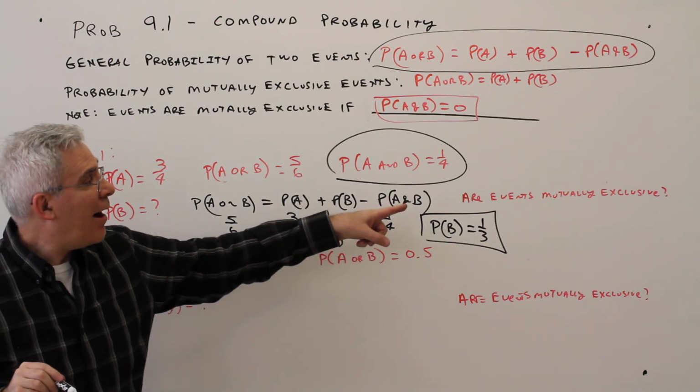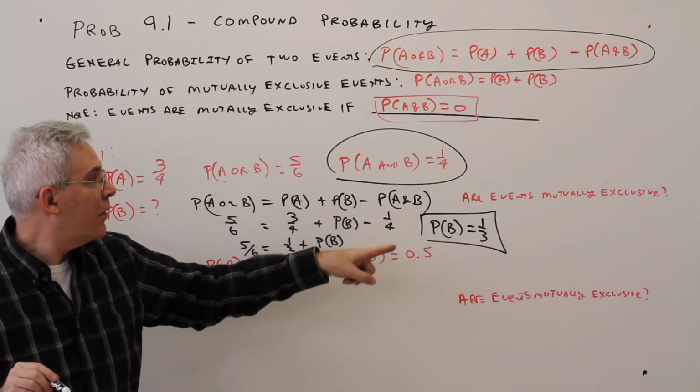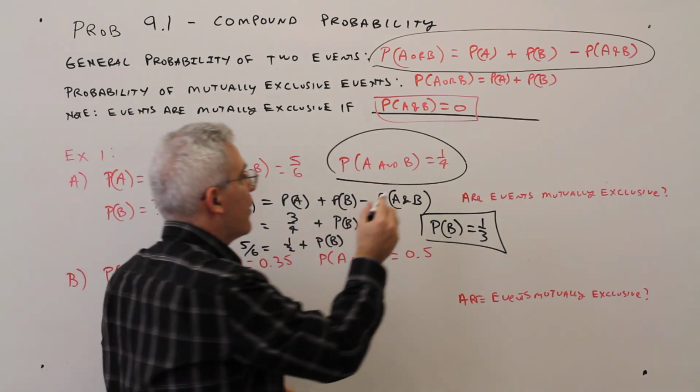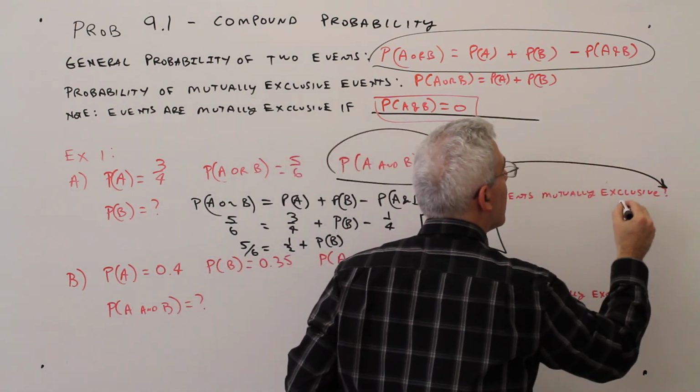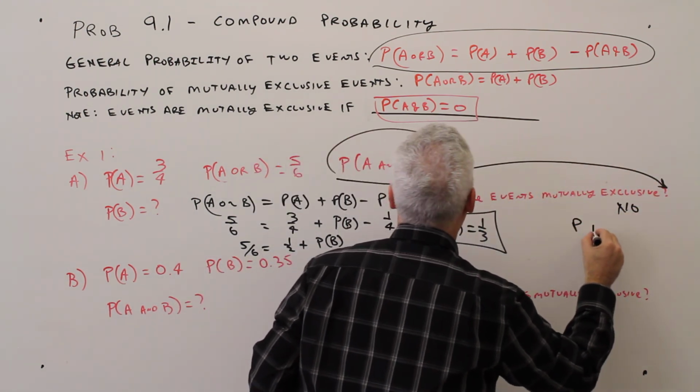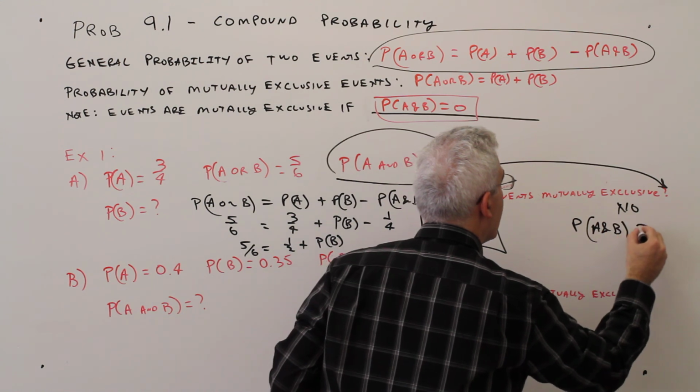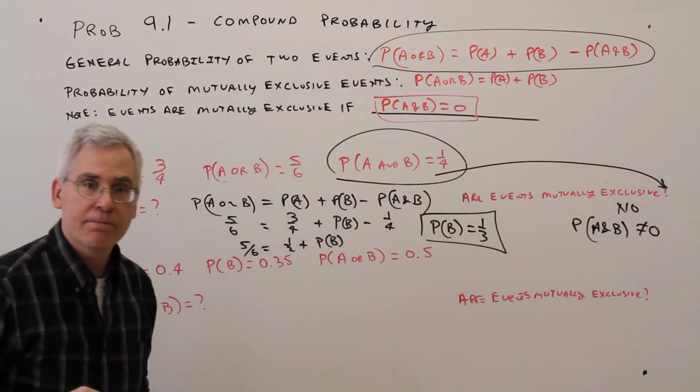Second part, are the events mutually exclusive? No, right there. No, the probability of A and B does not equal 0.